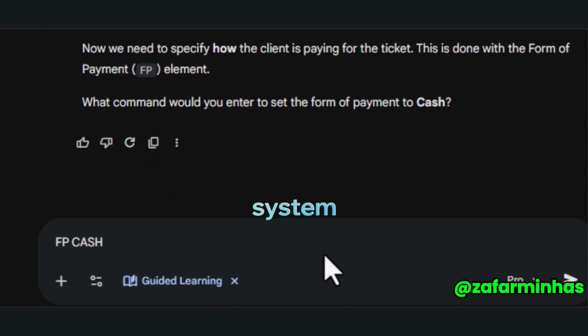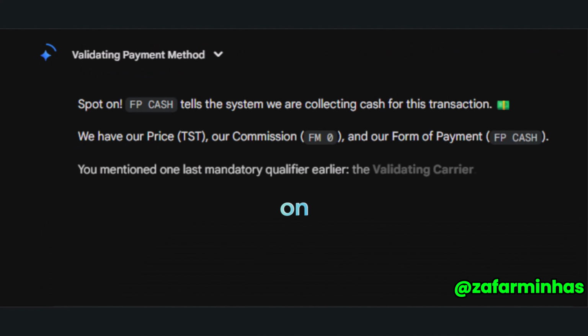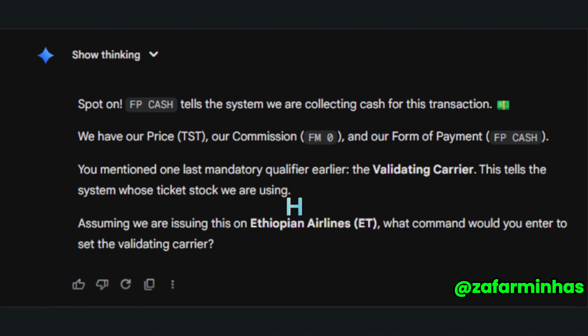FPCASH tells the system we are collecting cash for this transaction. Spot on. We now have our price, our commission, and our form of payment. Finally, we specify the validating carrier. This tells the system whose ticket stock we are using.